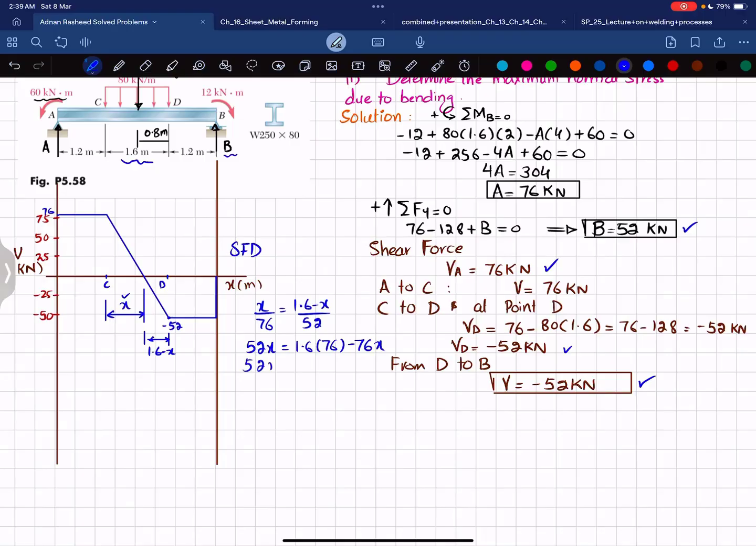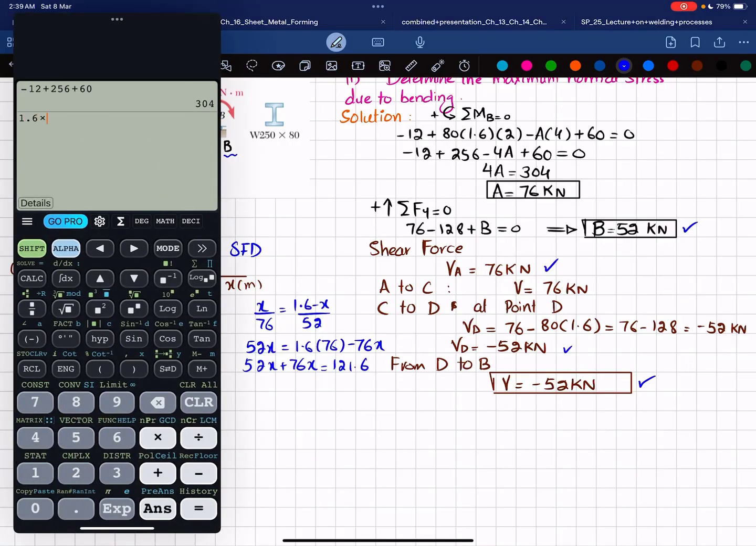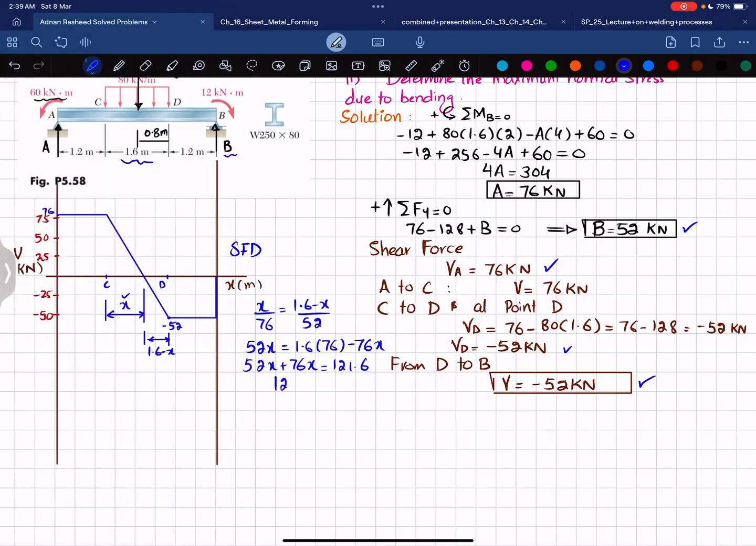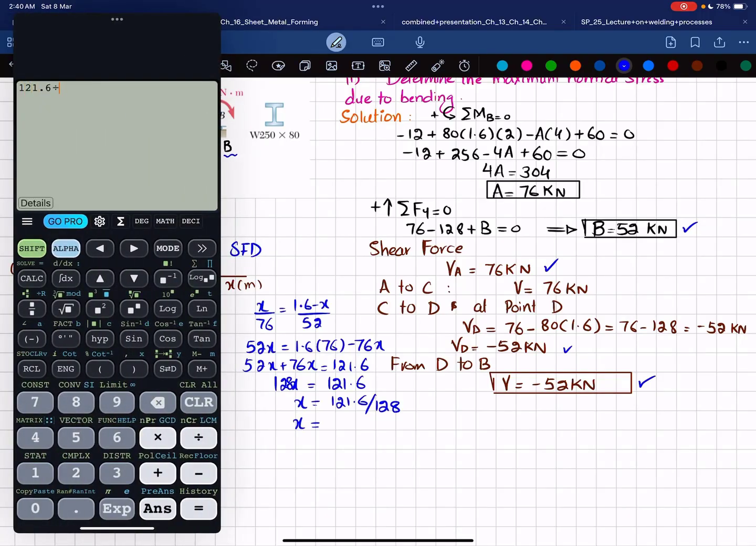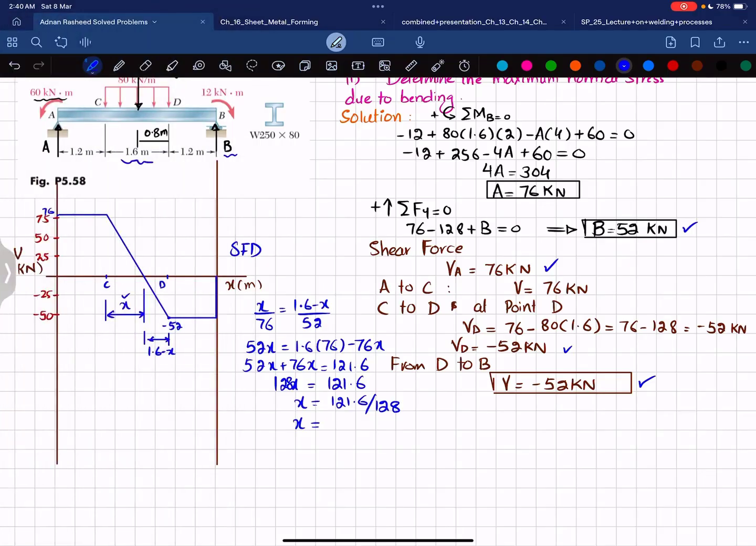So 52x plus 76x is equal to 1.6 multiplied by 76, which is 121.6, and 52 plus 76 is 128. So this will be 128x is equal to 121.6. So x will be equal to 121.6 divided by 128, and you will get 0.95. So x is 0.95, and that will be from this till this.